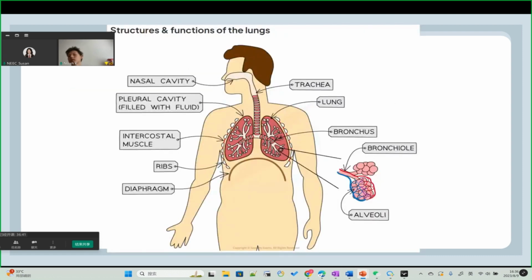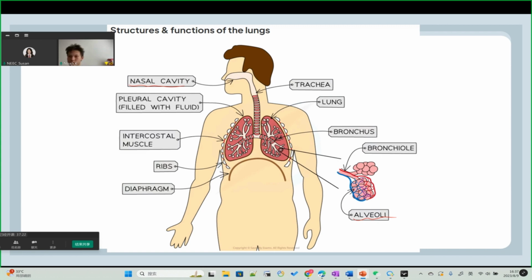Yeah. And then here's the structure. Since you have already learned about it, basically the air comes from our nose, so it's called the nasal cavity, and then moves down into the trachea. The trachea is divided into two bronchus, and each bronchus is divided into several bronchiole. At the end of the bronchiole, there are alveoli. And the other structures we have already talked about: the intercostal muscle between ribs, the diaphragm, and the lungs.